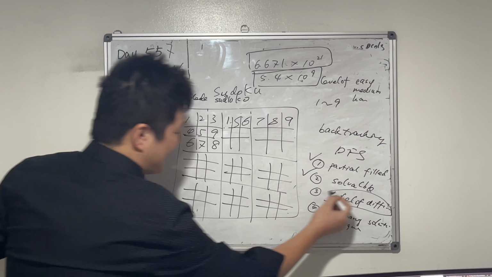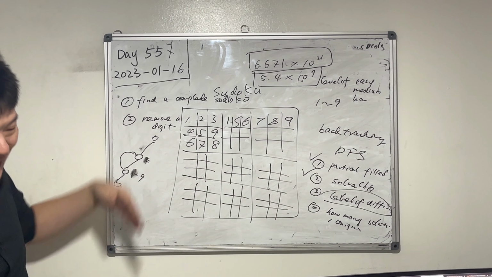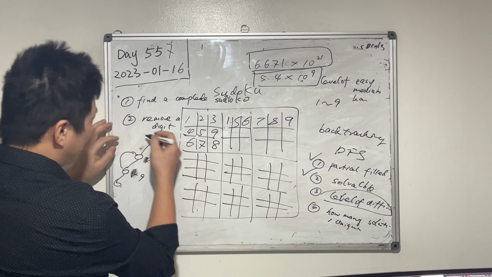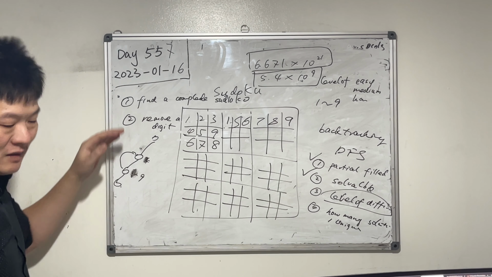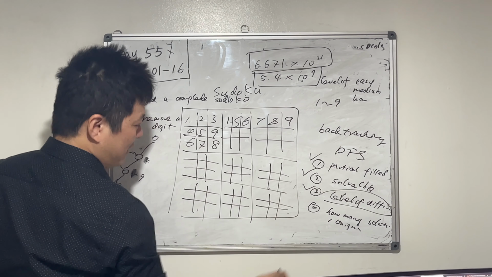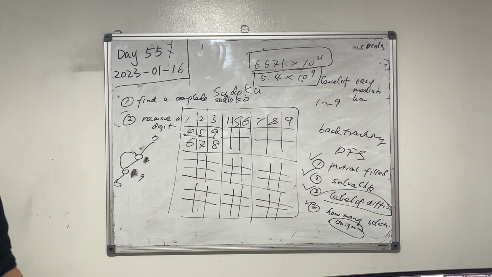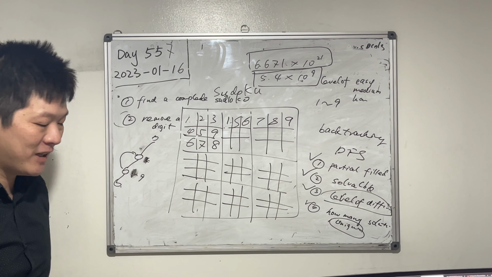How about level of difficulties? Remove a certain amount. Yes, we can simply remove a certain amount. So we can simply repeat step 2 to satisfy this one. But how about this one? How many solutions? If we want to make sure it's only one, how do we make sure it's only one?